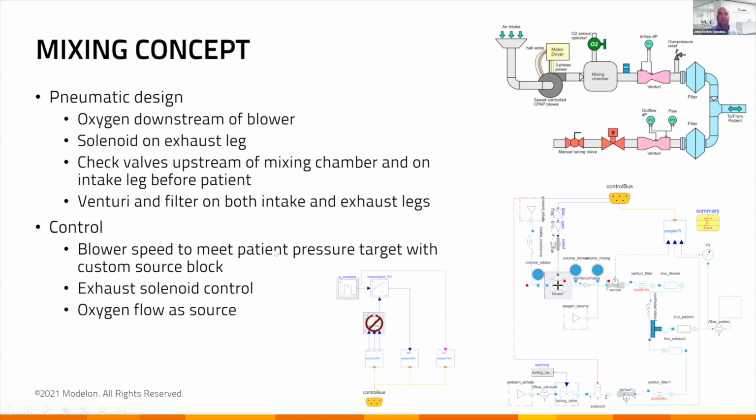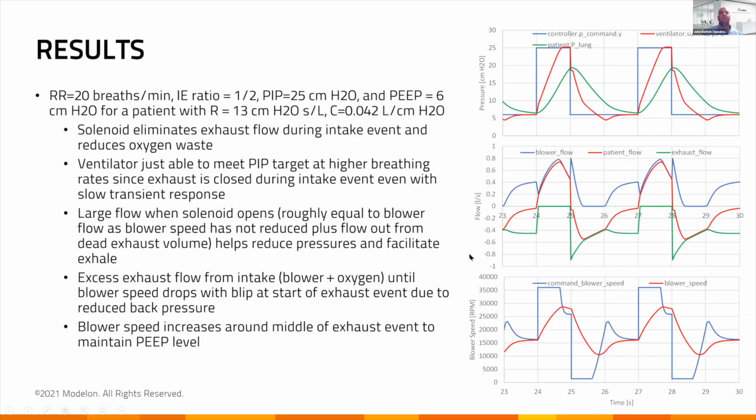There's all kinds of different targets: peak inspiratory pressure, the exhaust pressure, the breathing rate, the intake to exhaust ratio. And this block would basically generate all those kind of traces based on those parameters. And we control the exhaust solenoid, so we close it during the intake event and open it during the exhaust event. And here we were handling exhaust oxygen flow, but it was just a source that was introduced into the model. So what did we learn from this?